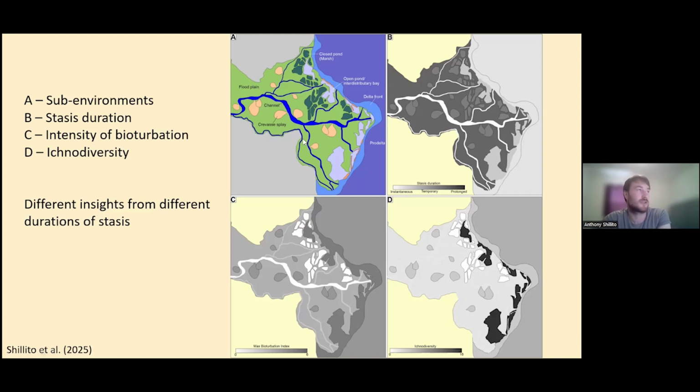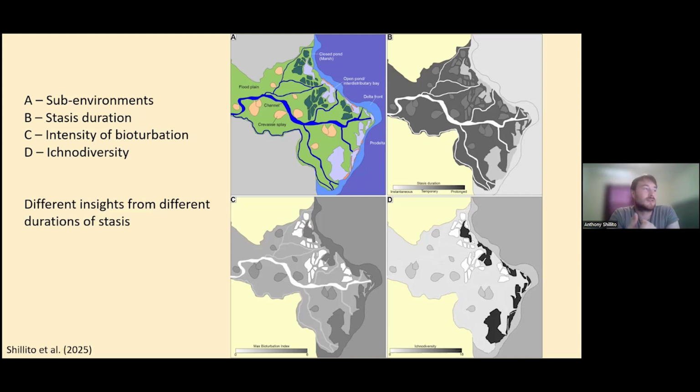So A here just shows the different sub-environments in a little bit more detail. I talked about them in the first slide. You can see here that mapped out with the stasis duration. So as expected, the greatest durations of stasis, prolonged stasis, will be occurring on our floodplains, our crevasse splay deposits, and our closed ponds, so our marsh type deposits. Far shorter durations occurring in our interdistributary bays, where it's maybe just hours to days, and shorter still in channels where it's more instantaneous, and off the delta front. You can see here that despite shorter durations of stasis, we're still seeing far greater ichnodiversity and bioturbation intensity in these shallow marine type deposits.